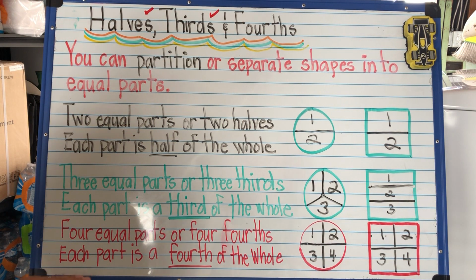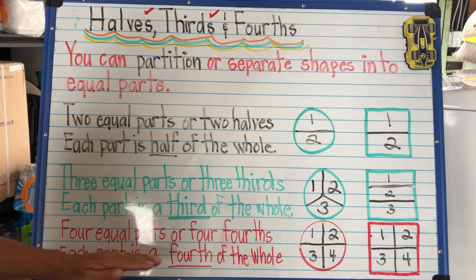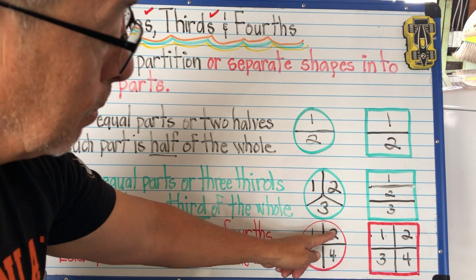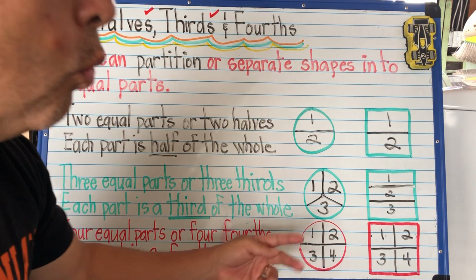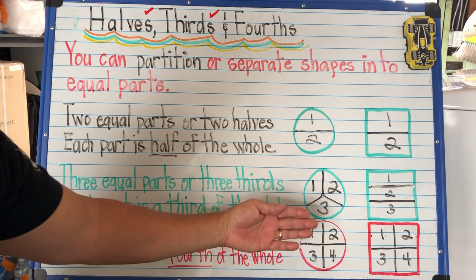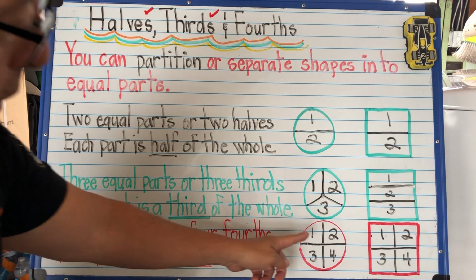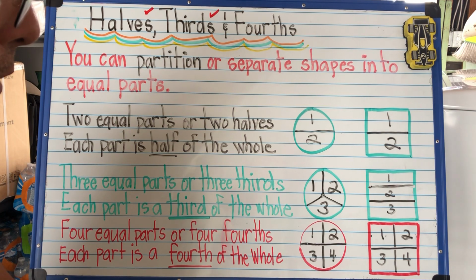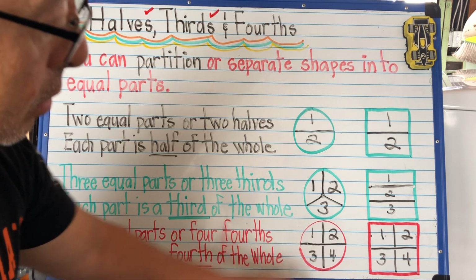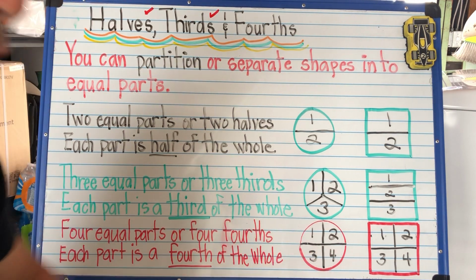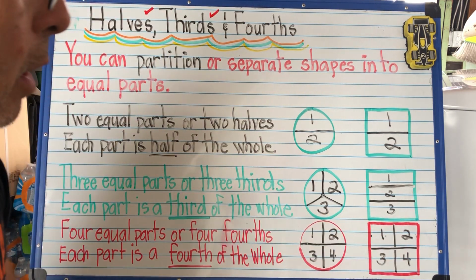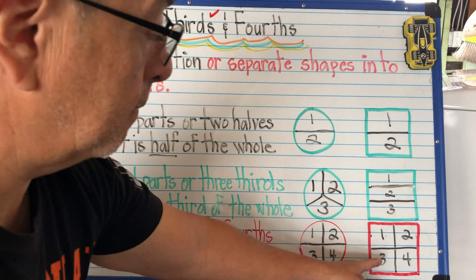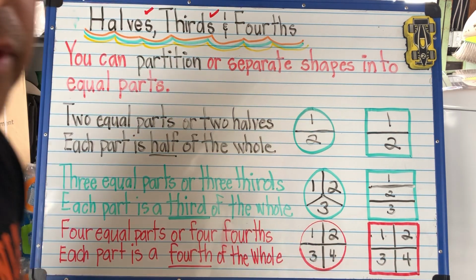Okay? Now each part is a fourth of the whole thing. So each one of these parts is called 1/4 of the whole shape. So this is 1/4 of the whole shape. Here's another fourth of the whole shape. Here's another fourth of the whole shape. That's another fourth of the whole shape. And same thing with the square. That's 1/4. That's another fourth. That's another fourth. And there's the last fourth.